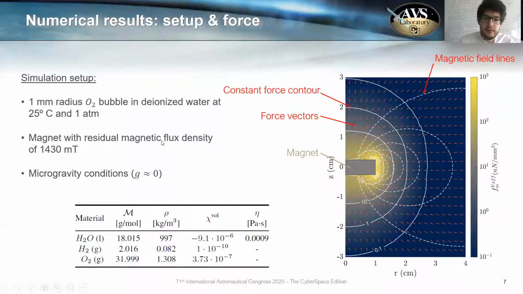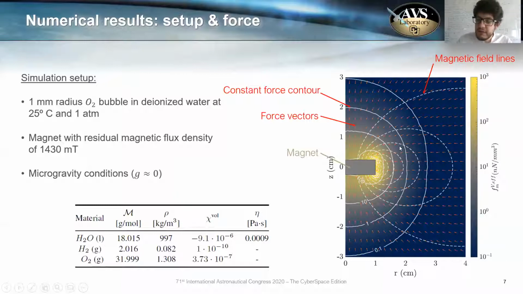We are using a 1 millimeter radius oxygen bubble at 25 degrees and 1 atmosphere. We are considering a magnet with a residual magnetic flux density that is one of the strongest currently available on the market, in microgravity conditions. In the plots, you will see the magnetic field lines as dashed lines, and the magnitude we are representing, in this case the volume force, as constant contour lines and force vectors.